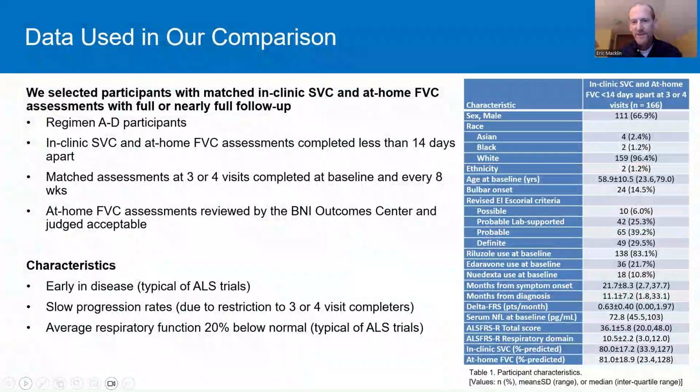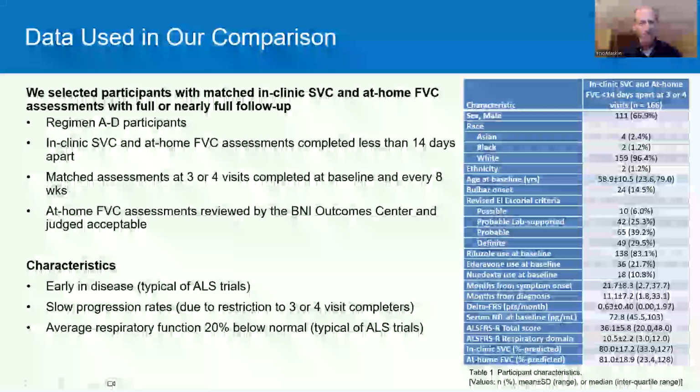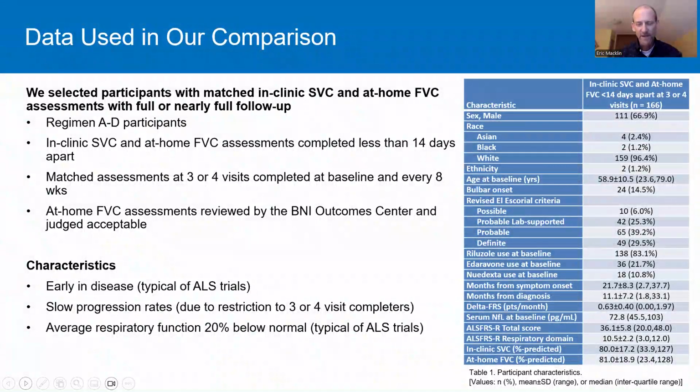Out of that, we got 166 participants with those characteristics, and they tended to be relatively early in the disease course, only less than 2 years from symptom onset. They tend to be a little bit slower than a typical clinical trial participant in rates of progression prior to baseline, because we were only focused on those who had completed all follow-up. And as you see at the bottom of that table, folks on average had lost about 20% of their lung function relative to someone not with ALS. Next slide.